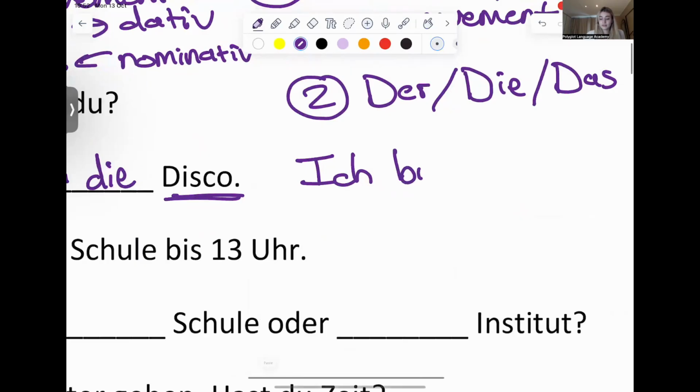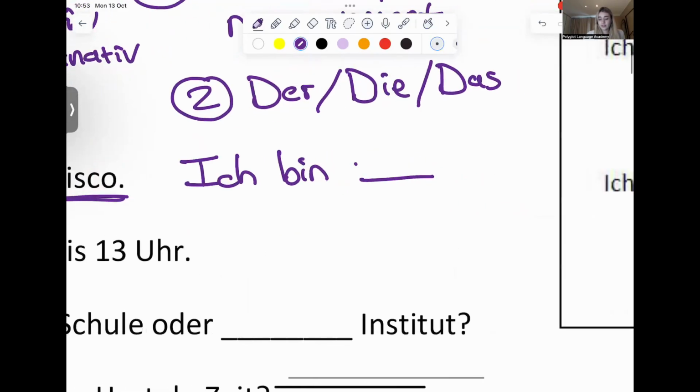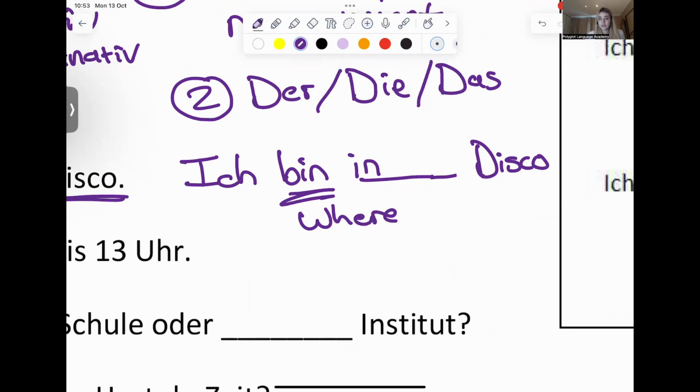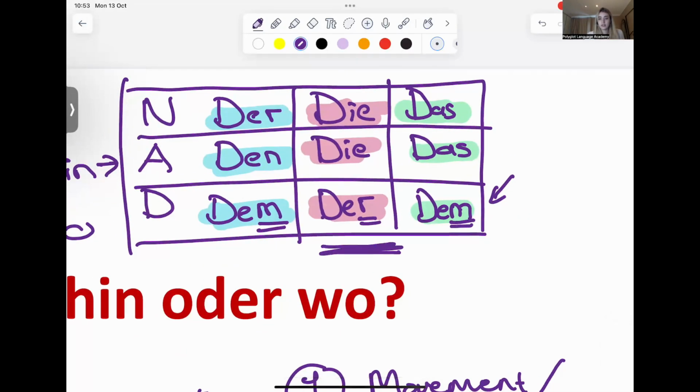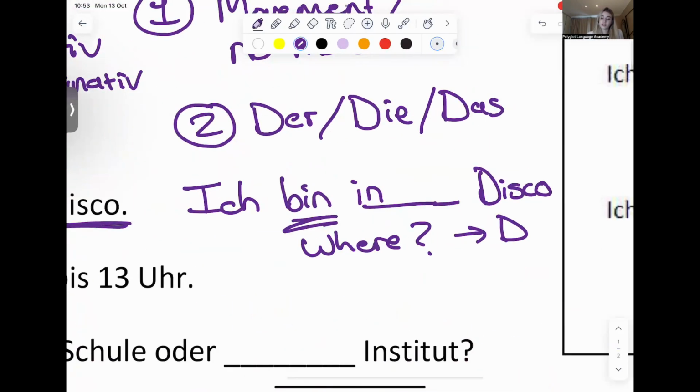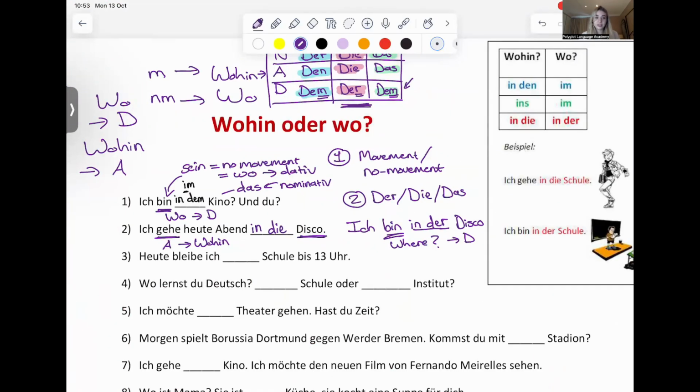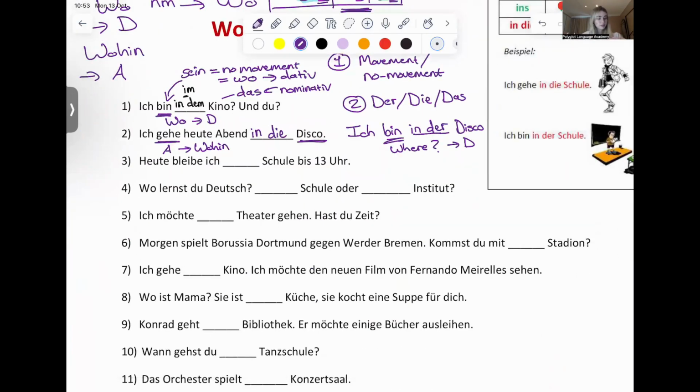ich bin, let's write in so long, in Disco. This, however, means where, right? So it means dative. And we know it's die, but die changes to der in dative. So then you would have had to say, ich bin in der Disco. Okay. If you're not with me yet, don't worry. I'll make another video or hopefully by doing all these exercises, some sort of light bulb will go on.